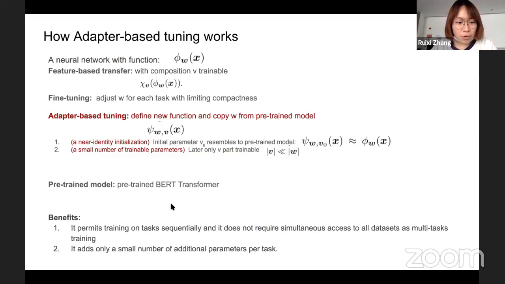In the following, we use a pre-trained model, which is a pre-trained BERT transformer. Before we discuss further, I want to mention some benefits. Compared with other multitask learning or transfer learning techniques, it permits training on tasks sequentially, and it does not require simultaneous access to all datasets as multitask training does. It also adds only a few additional parameters per task, so it saves a lot of memory during training.